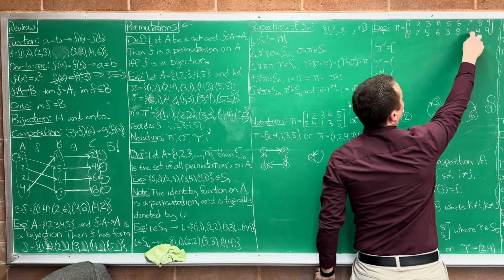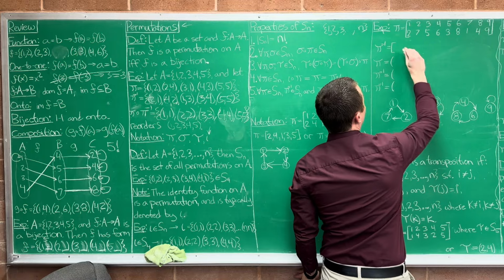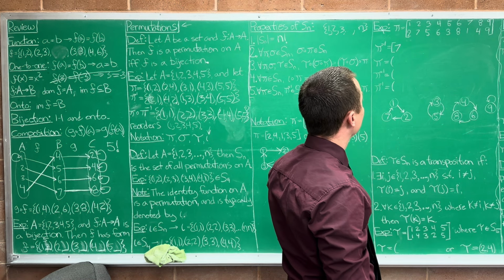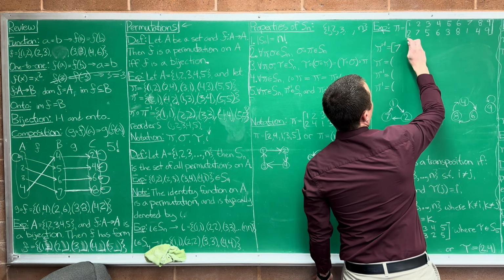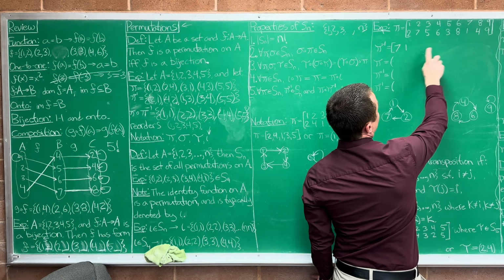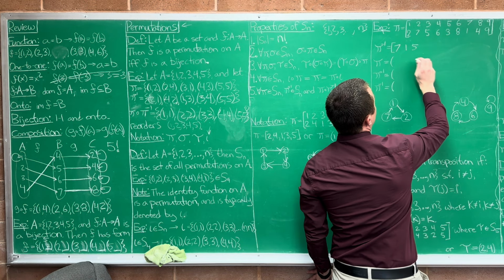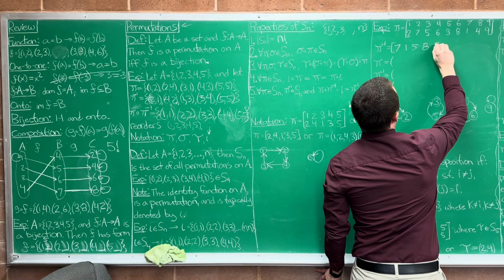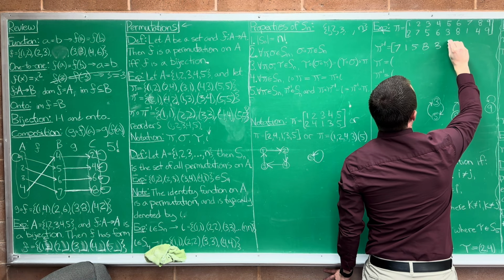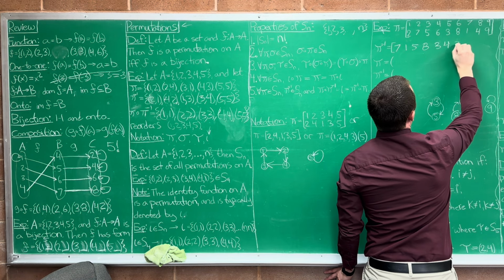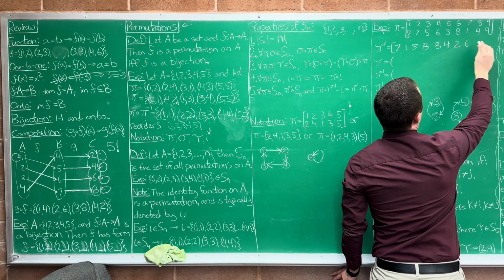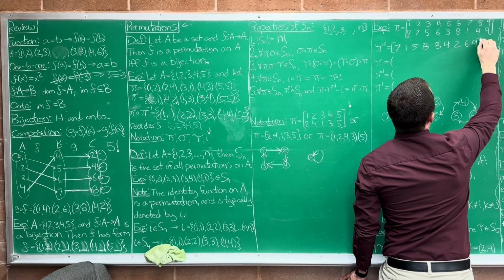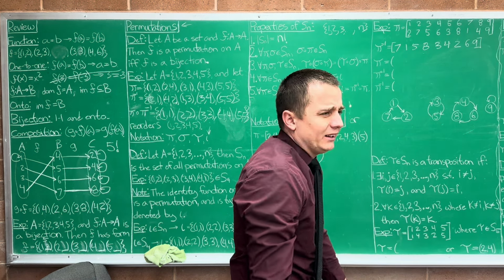Because in pi, it maps 7 to 1. In pi inverse, 1 will be mapped to 7. So it would be 7, then 1. What does it map 2 to? 1. What does the inverse map 3 to? 5. Then what? 8. Then what? 3. Then what? 4. Then what? 2. Then what? 6. Then what? 9. Then what? Close bracket. We're done.